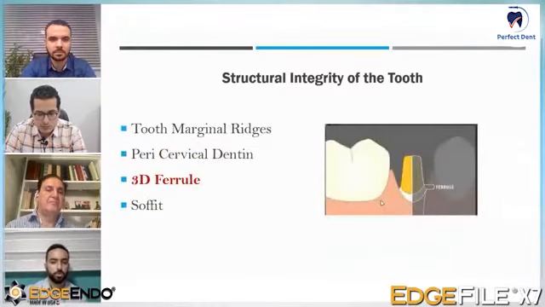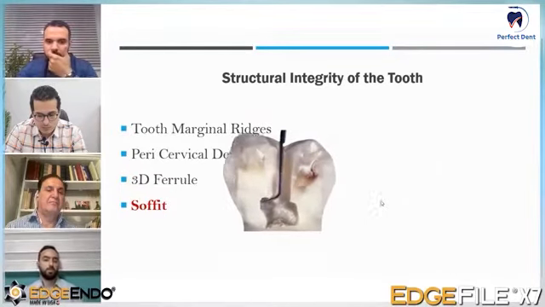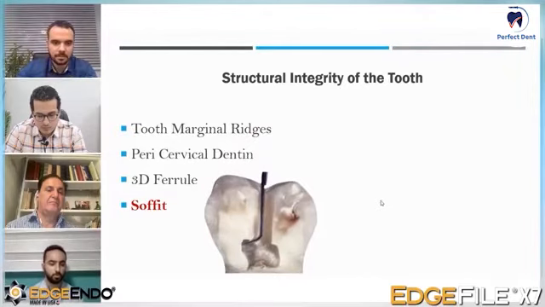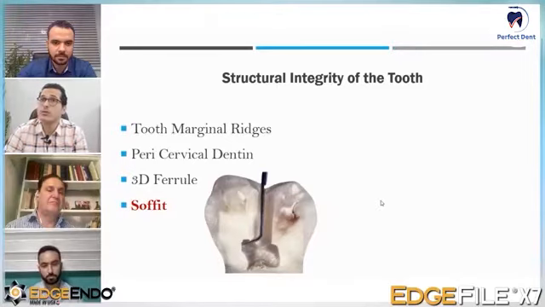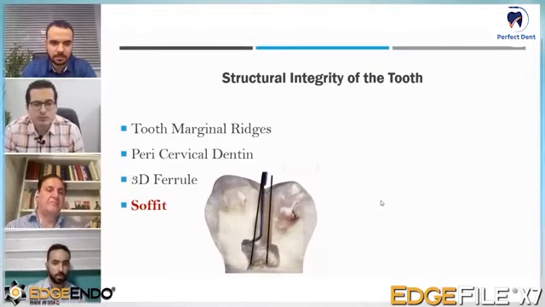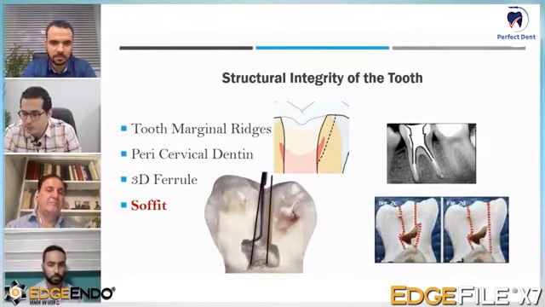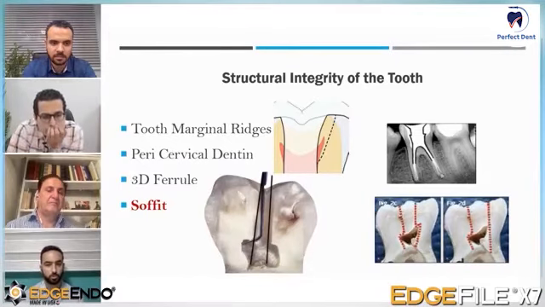Next is the 3D ferrule. We all know about it, a circumferential 2 millimeters vertical and horizontal dentine we need to preserve. Finally, the soffit. The soffit is the area of the roof, the pulp chamber roof that usually have the pulp horns behind it. The idea of preserving the soffit is that you may reach your straight line axis without removing it. So if you can imagine like this diagram, by removing the soffit, you will cause like gouging circumferentially all around on the lateral walls of your chamber.